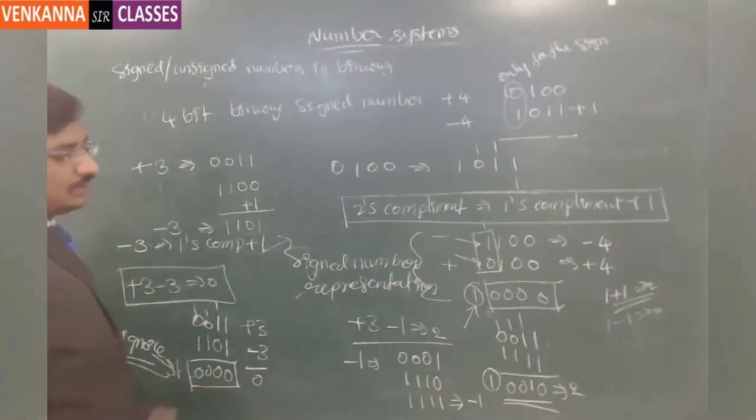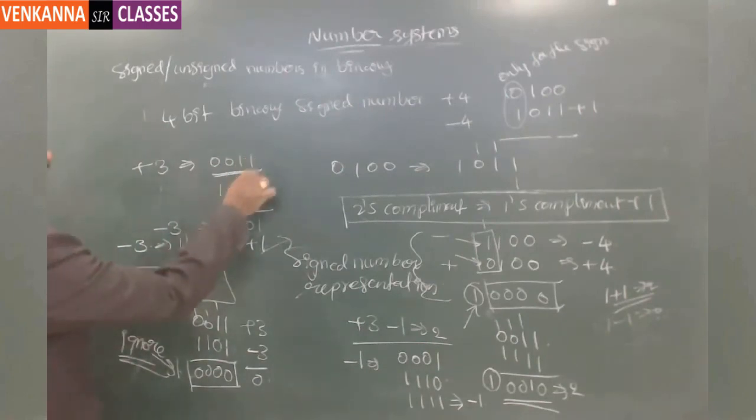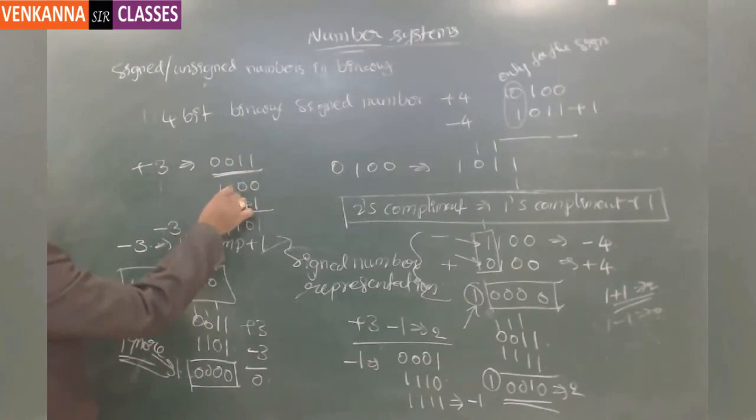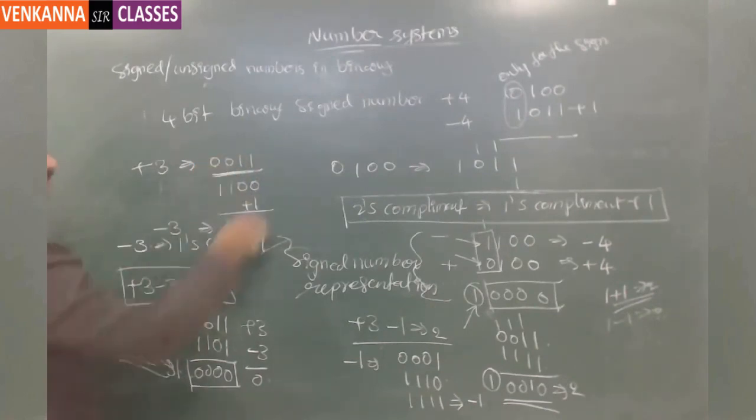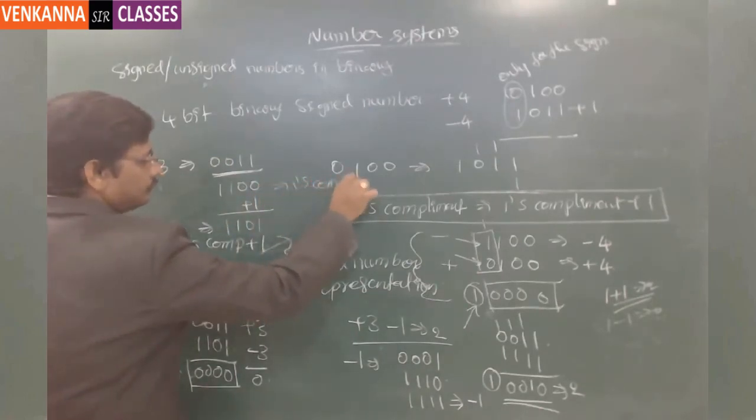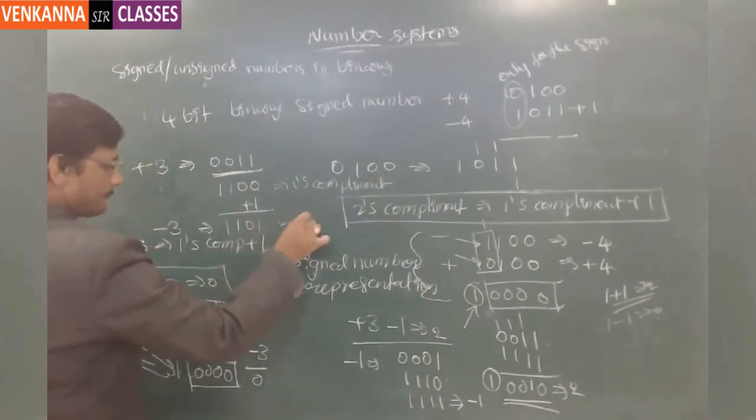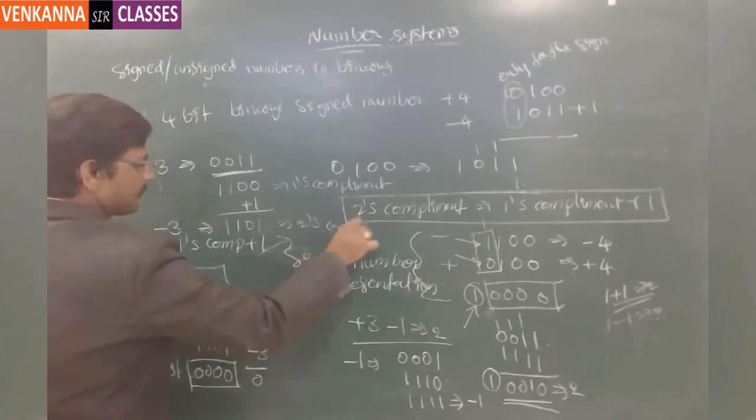For that, you can take any negative number for the purpose. Now see this here, plus 3 is 0011. Now if I want to find the negative value, which we call the 2's complement of plus 3, first write opposite digits. 1 becomes 0, 1 becomes 0, 0 becomes 1 and 0 becomes 1. This is the 1's complement, and then you add plus 1, which we call the 2's complement.